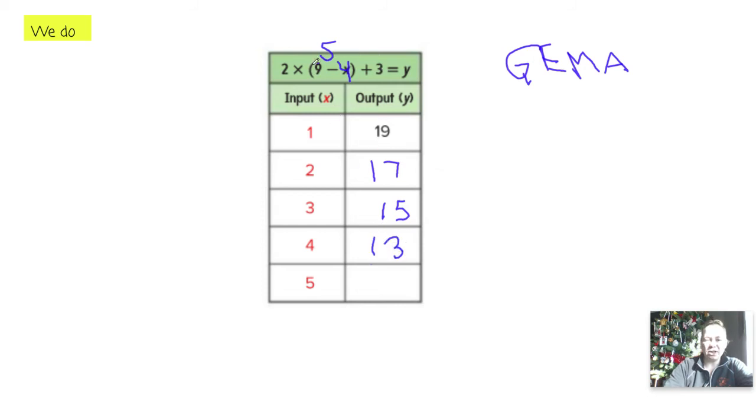All right, go ahead and see if you can do the last one. So my input is 5, so I put the 5 in place of the x. Now I solve. 9 minus 5 is 4. 4 times 2 is 8, plus 3. Did you get 11? So your table should look like mine. Great.